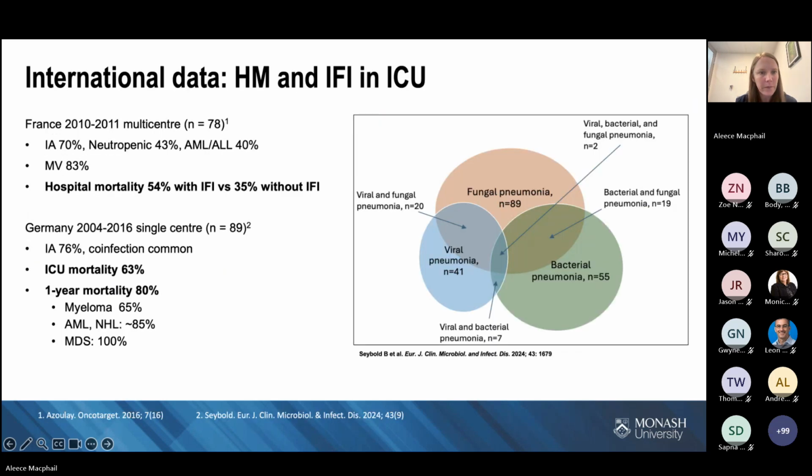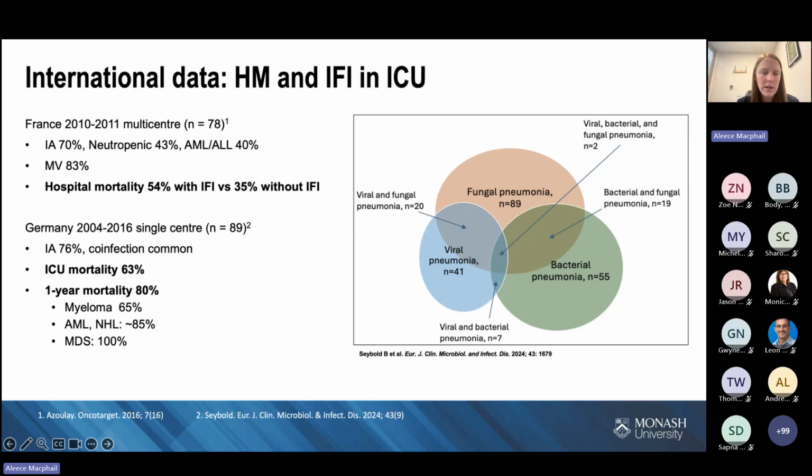There are a couple of studies that look more specifically at the question we're trying to answer here, which is what are the outcomes for patients with hematological malignancy and invasive fungal infection who are admitted to ICU? So Ali Azouli and colleagues in France have done a lot of work in critical care, and one of their cohort studies reports on about 78 patients with IFI. And then there's also a study from Germany with another 89 patients looking at IFI and ICU. And these two studies have found fairly similar findings.